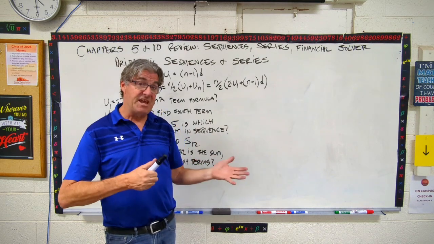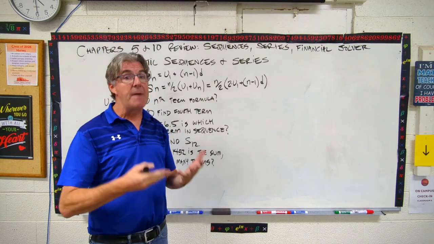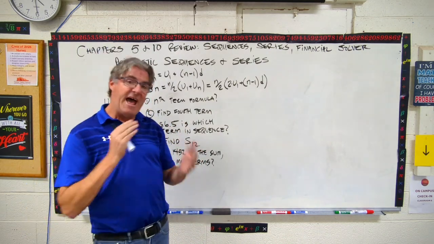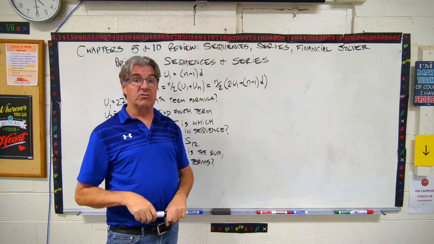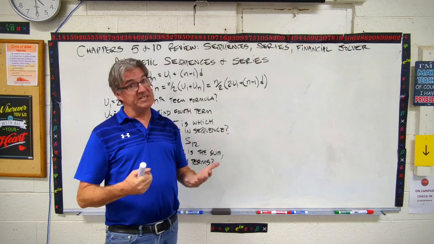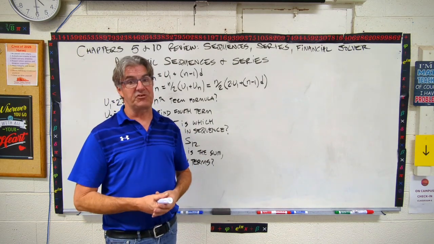So the main thing about an arithmetic sequence is a sequence of numbers separated by a common difference. So either you're adding the same number every time or you're subtracting the same number every time. That grows arithmetically, and another way to say that is it grows linearly. So if you graph these points, they would make a straight line.